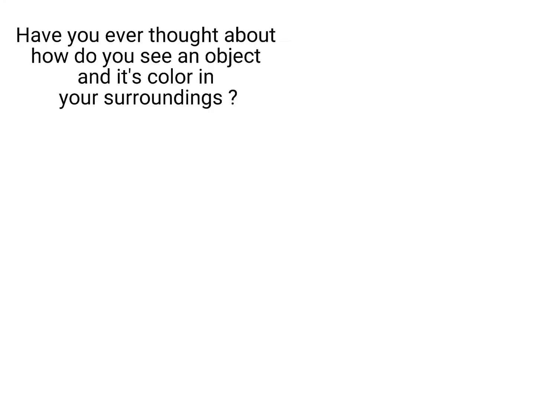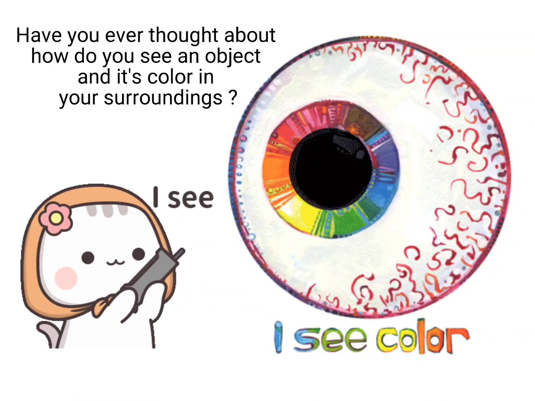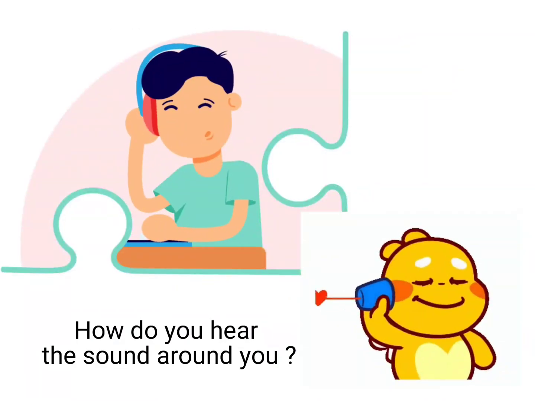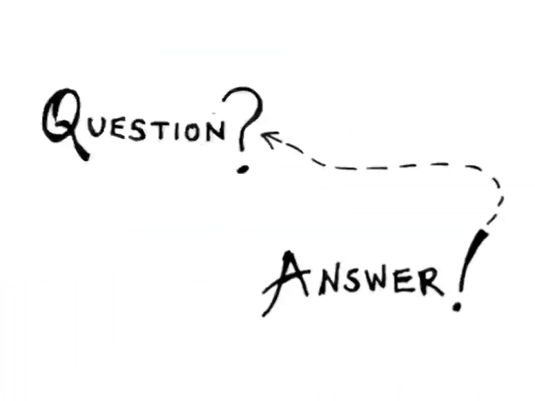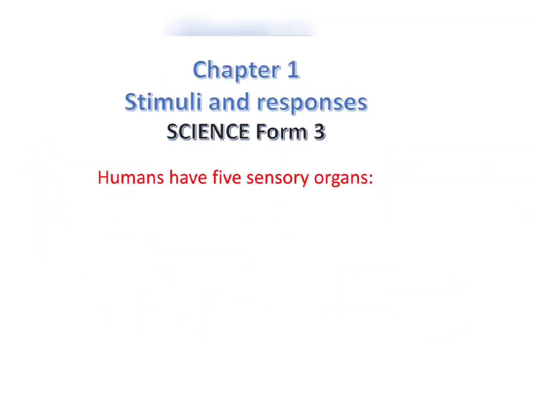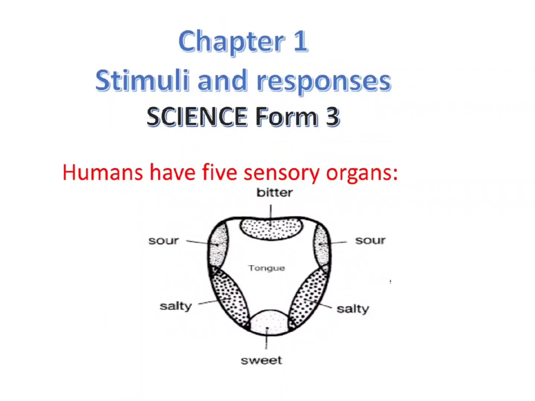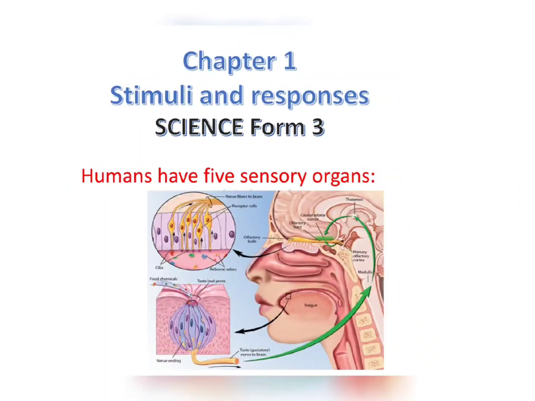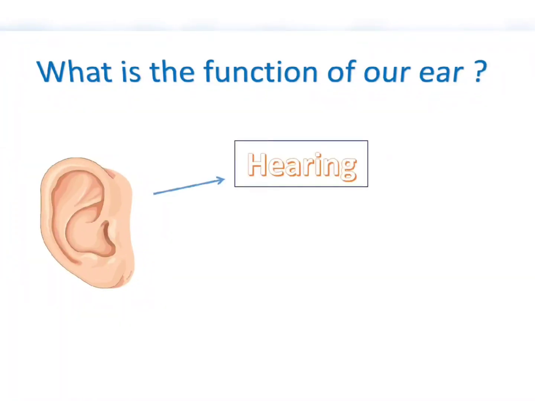My dear students, have you ever thought about how you see an object and its color in your surroundings? How do you hear the sound around you? The answer to these questions is the presence of sense organs. There are 5 sensory organs in the human body. The 5 sensory organs are the eyes, tongue, ears, nose, and skin. The ears are organs that provide 2 main functions: hearing and balance.